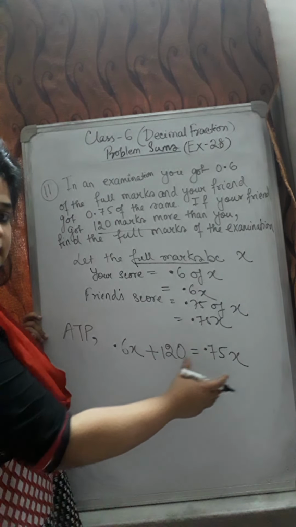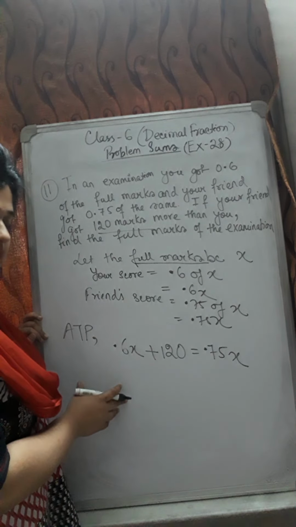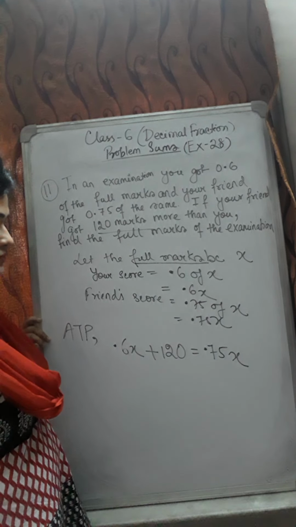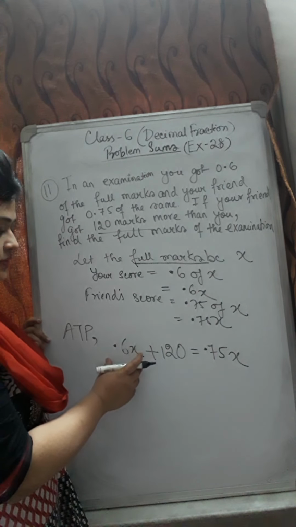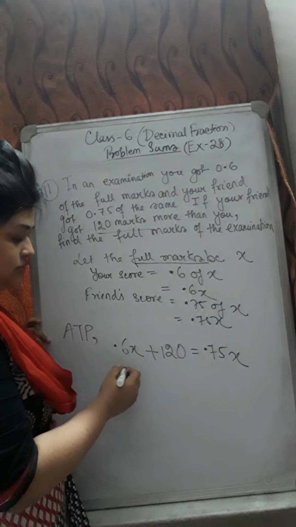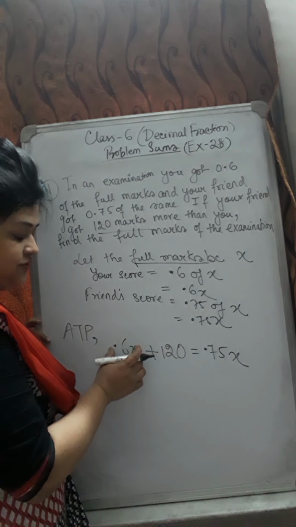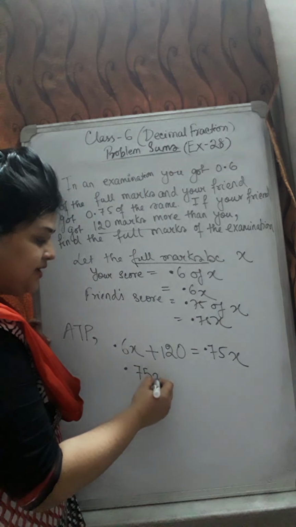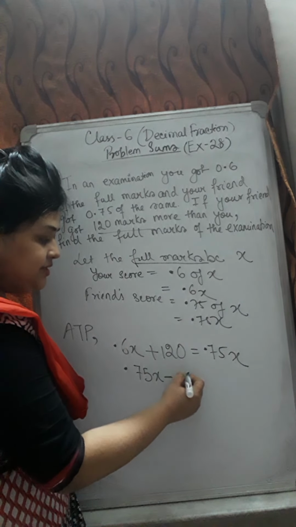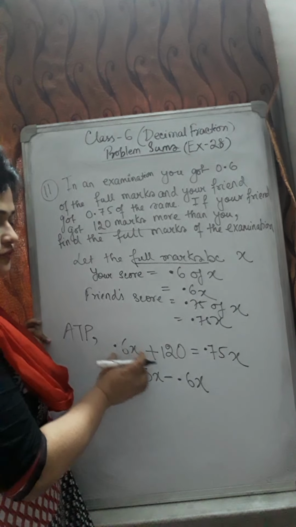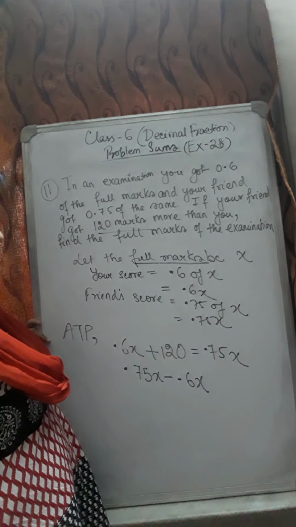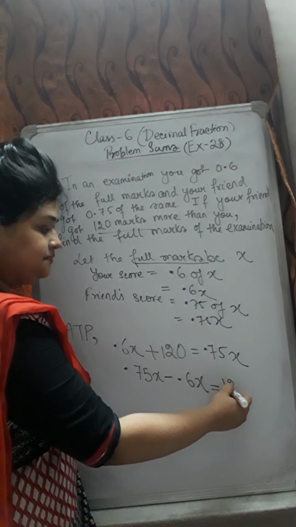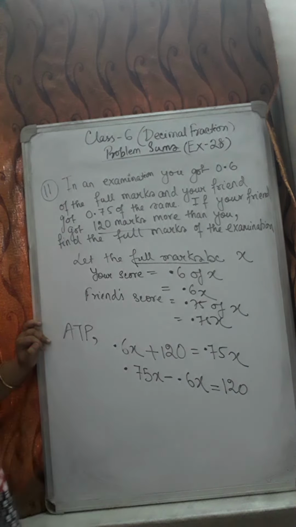We will take all the x or unknown on one side and shift the numbers to the other side. So what we can do is shift 0.6x to that side. So it becomes 0.75x minus 0.6x if I move that to this side. And 120 remains in its place. So 120 is a positive number remaining in its place.